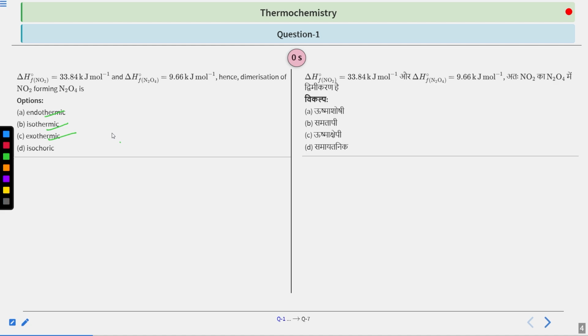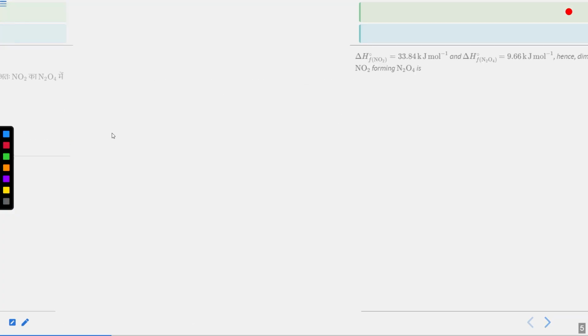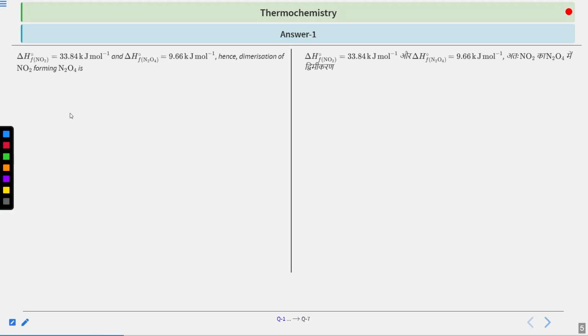Okay. Let us see the solution. The question was saying that you have to find what dimerization means. Hence dimerization of NO2 to N2O4 is, what means the nature of this reaction. So we have the standard enthalpy change for formation of NO2 and the standard enthalpy change for formation of N2O4. So how will we find it? Now for those who have solved, the correct answer is C. Okay, the correct answer is C.